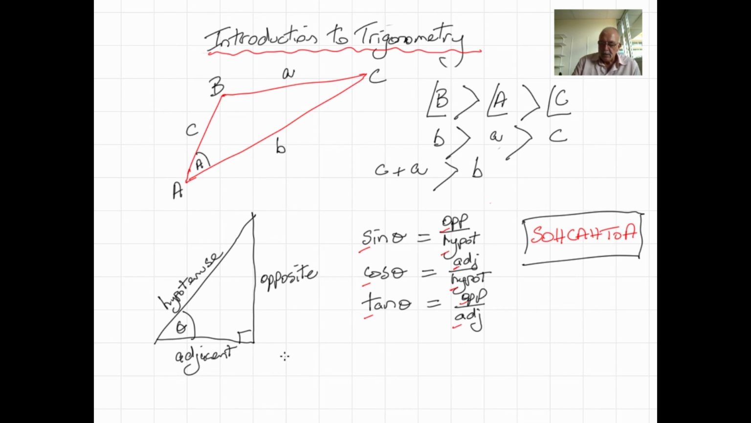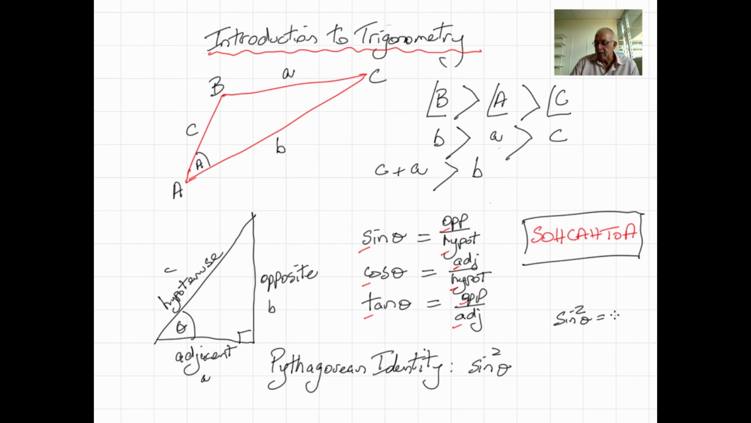An extension to this is what's called the Pythagorean identity. Now you all know that Pythagoras' theorem is that if this is a, b and c, we've got a squared plus b squared equals c squared. The Pythagorean identity is that sine squared of any angle, now sine squared of an angle is equal to the sine of the angle all squared.